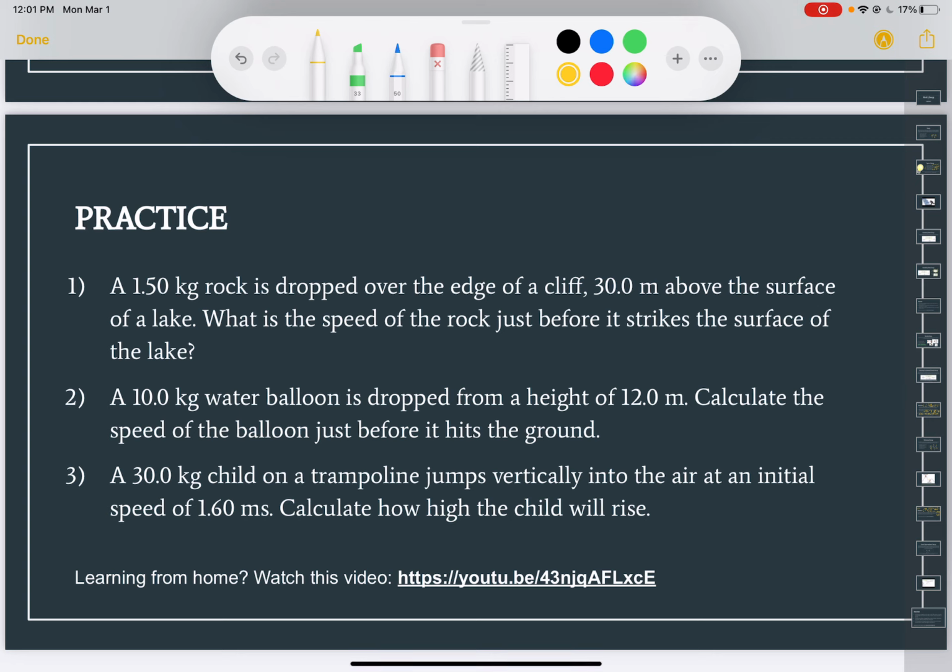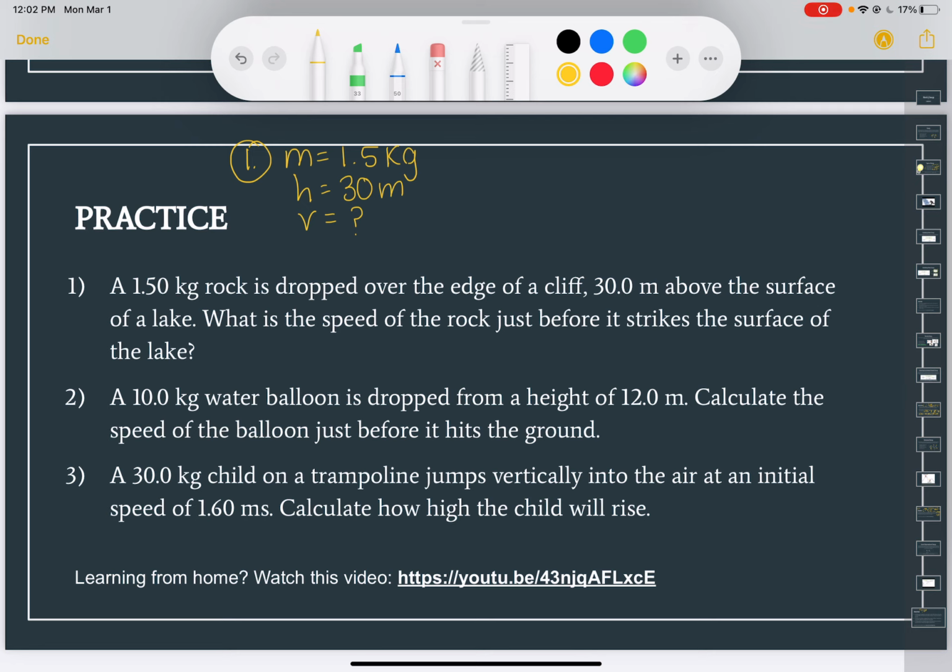So let's try, I'll do number 1 at the top here. It says a 1.5 kilogram rock, so that's a mass, is dropped over the edge of a cliff 30 meters above the surface of the lake. What is the speed of the rock just before it strikes the surface of the lake? So we're looking for our velocity. We've got a height and we've got a mass.